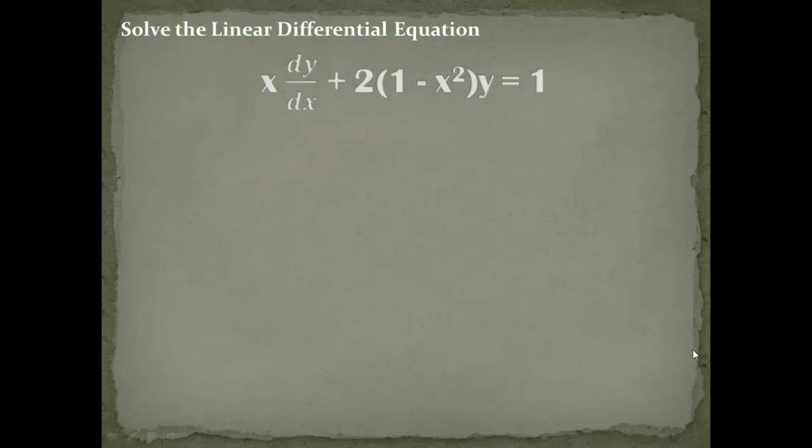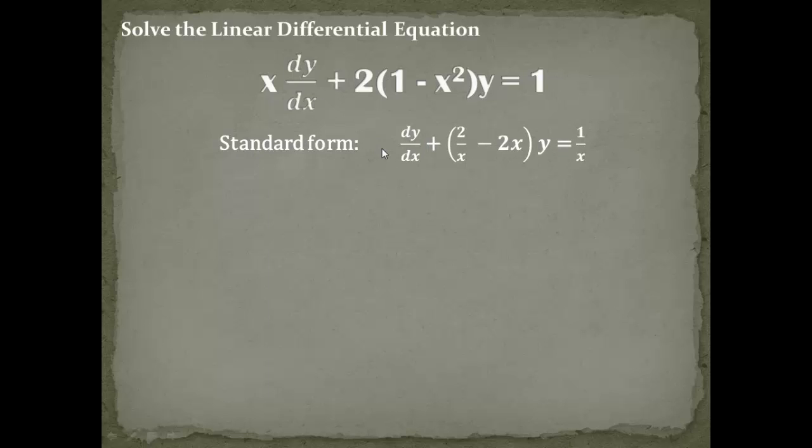Our next problem is we need to solve the linear differential equation x dy over dx plus 2 times the quantity of 1 minus x squared y is equal to 1. We rewrite the original equation into its standard form, and that's why we have dy over dx plus the quantity of 2 over x minus 2x times y is equal to 1 over x.